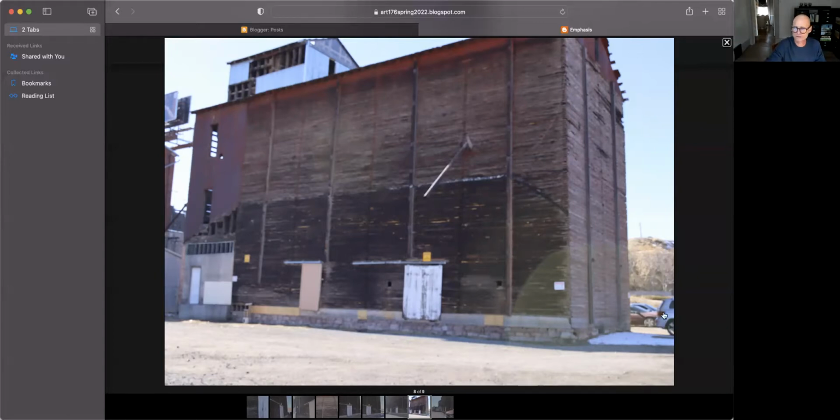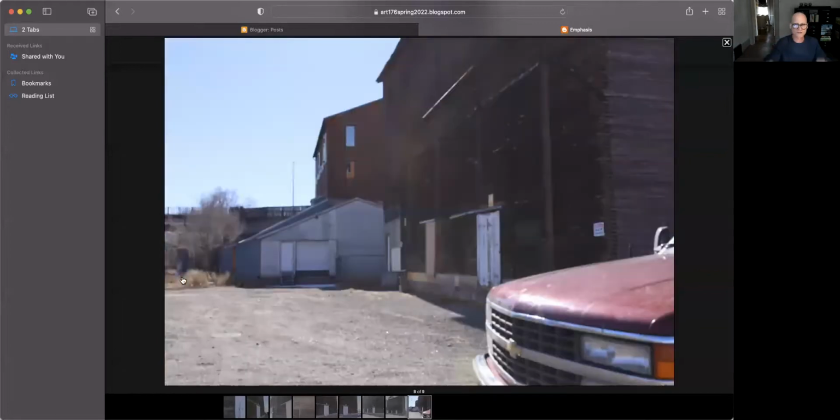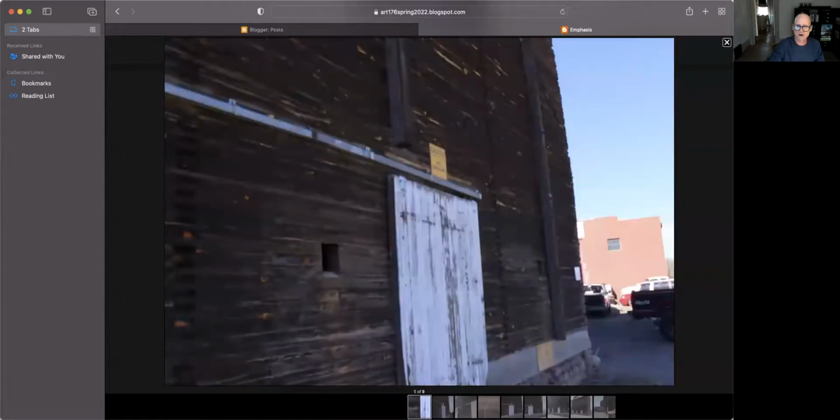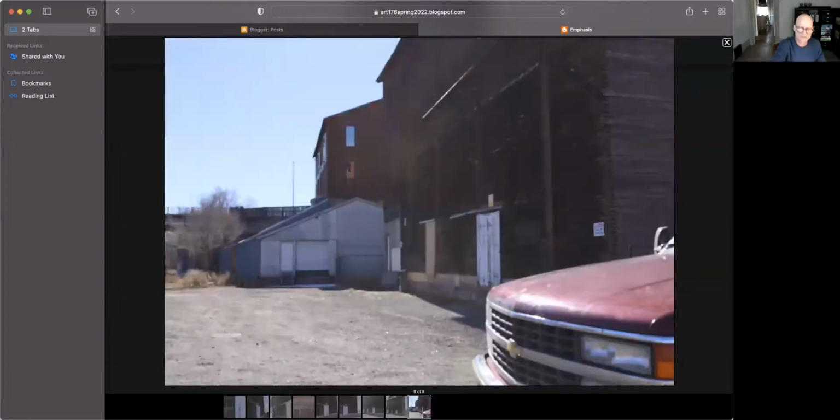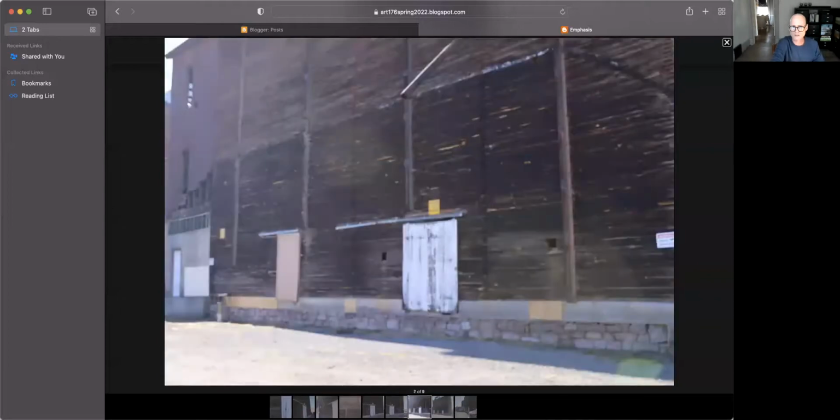So this car isn't really doing anything to contribute to the composition. We would have been better off to not even have it and move the camera so that it ended here. And then the same thing over here. This isn't really doing anything for us compositionally. So it would have been better off had we gone in a different direction there compositionally.